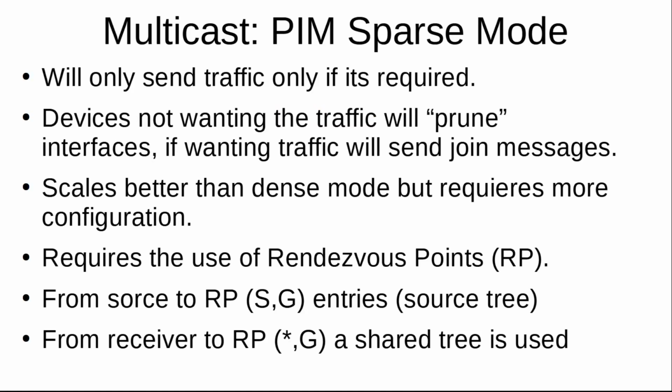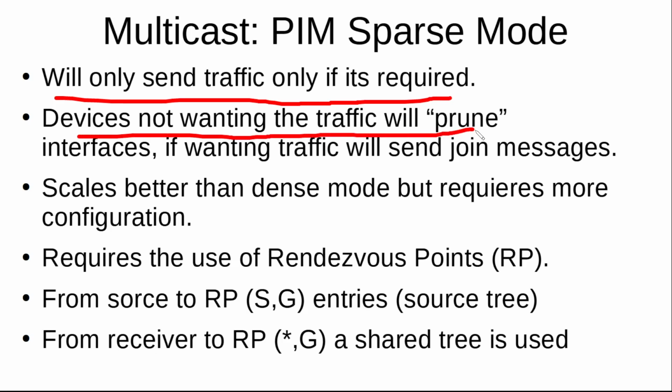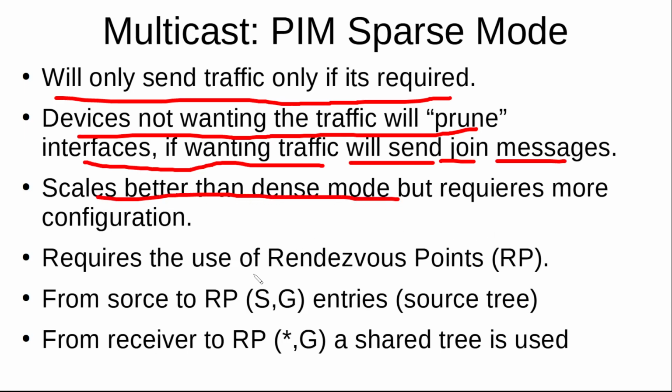PIM Sparse mode. In this mode, PIM will only send traffic if it's required. So devices not wanting to send traffic will still use prune messages, but mostly if devices want traffic, they will have to send PIM join messages to upstream routers. This solution scales better than dense mode, but requires more configuration.